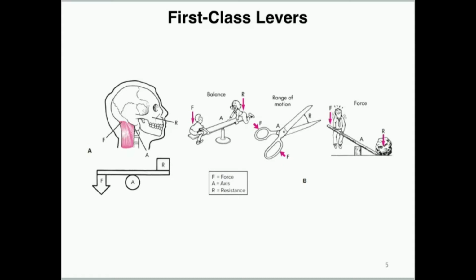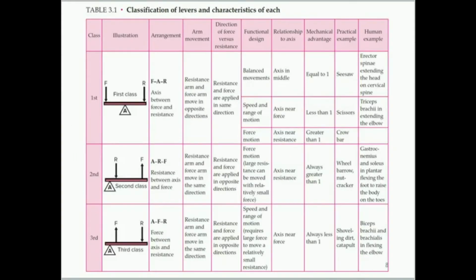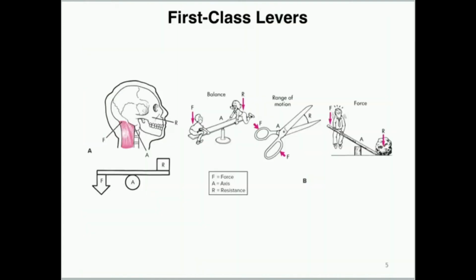So the example here is this muscle in your neck, which I'm going to look at because I don't remember. But it's actually the erector spinae extending the head on the cervical spine. This is a first class lever. So that erector spinae muscle is going to produce a force downwards, which is going to cause the resistance to move up. Okay? This moves downwards, the resistance moves up, just like a seesaw. And so this is an example of if you're sitting up right now and you rotate your head back to look up at the ceiling, that's what this motion is. That's an example of a first class lever.